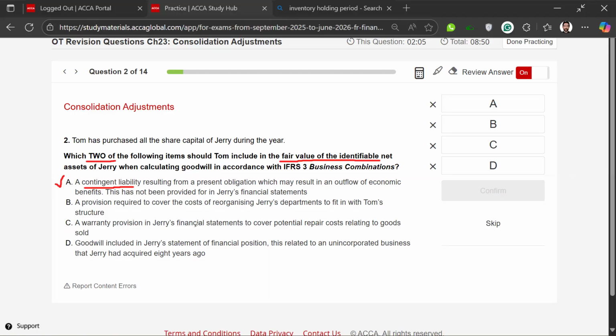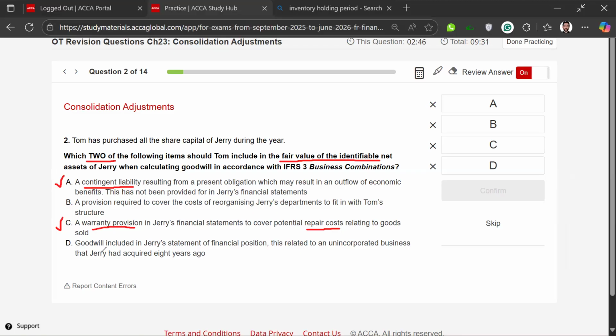A warranty provision in Jerry's financial statements to cover the potential repair costs relating to goods sold. So this is a warranty provision that you see when Jerry sells products, so he commits to the potential repair costs relating to the goods sold. If any good has any problem, Jerry will do the repair. So this would be included because Jerry has sold those goods, and if anything comes up, this would be regarded as a liability when calculating the value of the net assets at the date of acquisition.